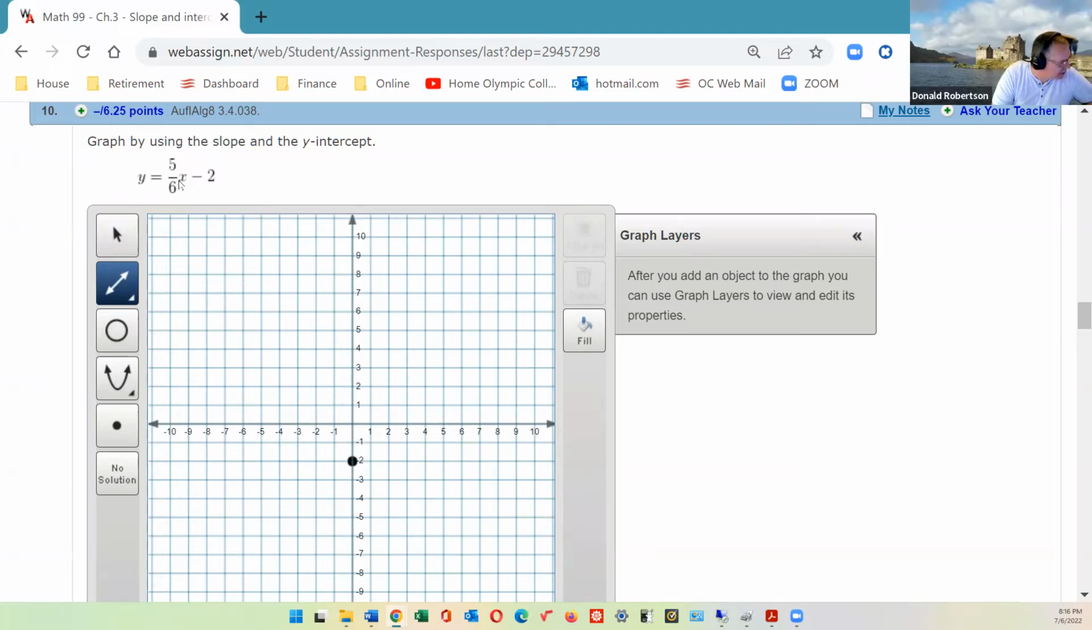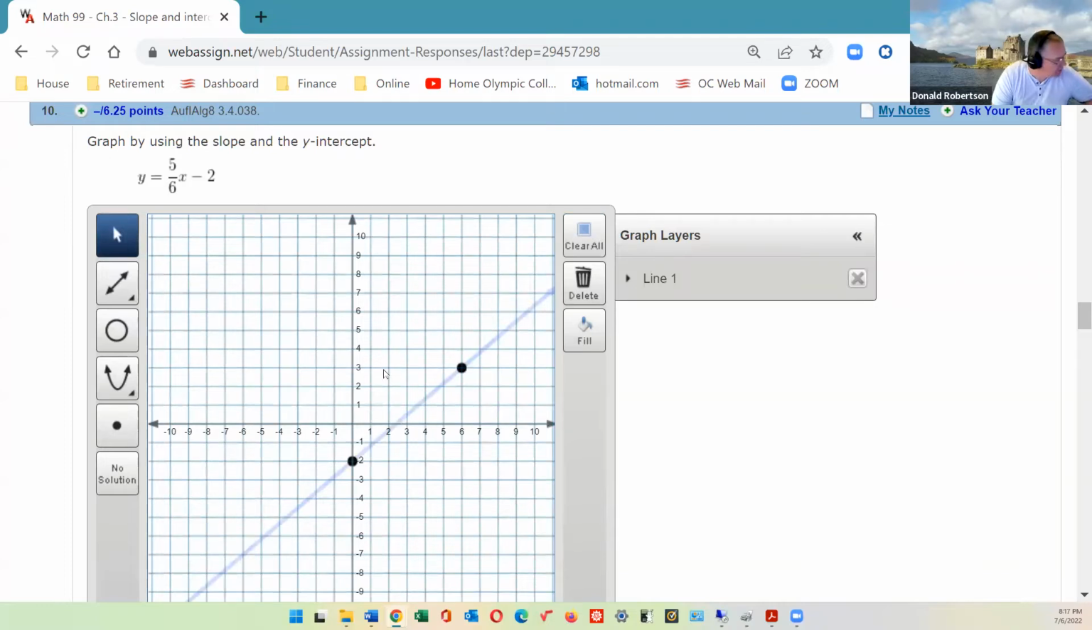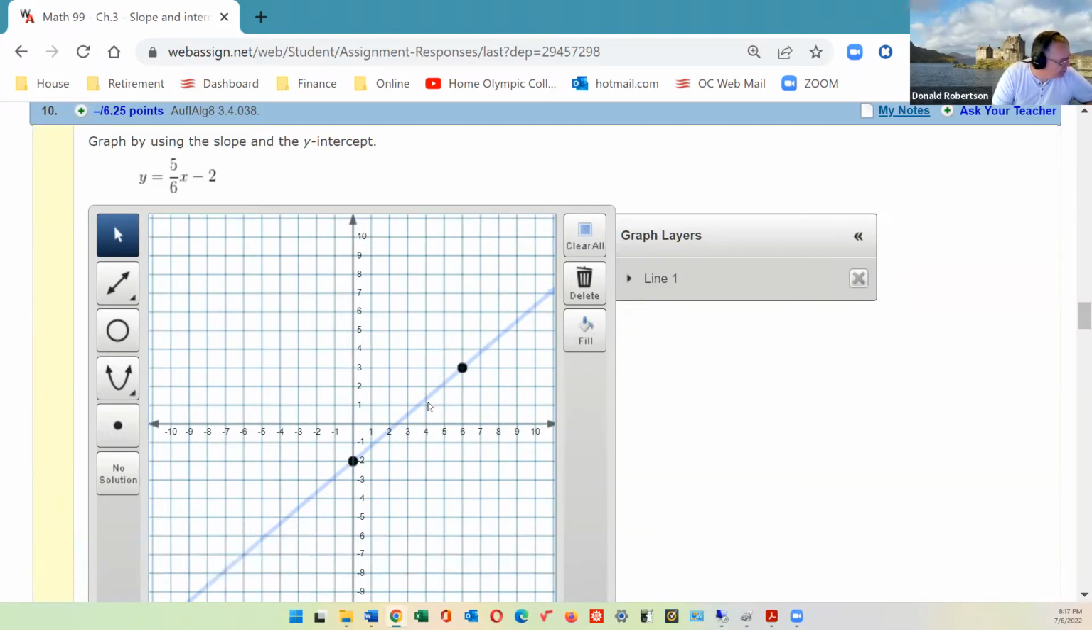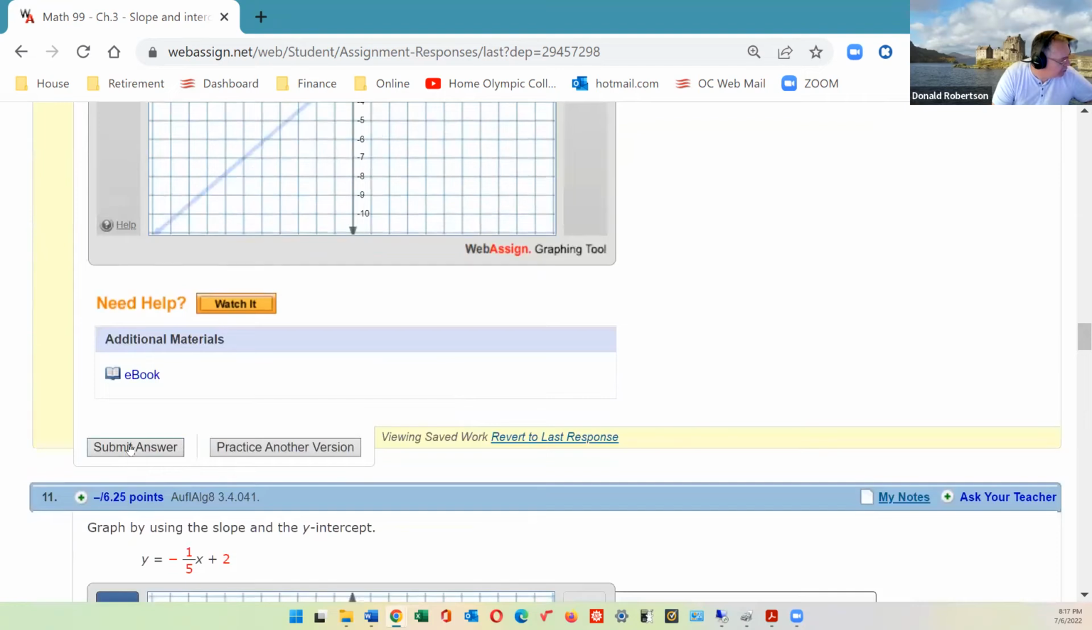Now, 5/6: a rise of 5, a run of 6. So 1, 2, 3, 4, a rise of 5, and 1, 2, 3, 4, 5, 6, a run of 6. And there you go. Now, if you count these boxes, 5 boxes up, that's the rise. 6 boxes, that's the run. I know what that's about, but hopefully it's not interfering. And let's just check it.